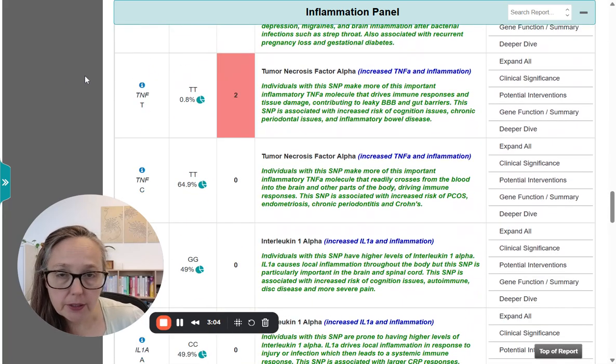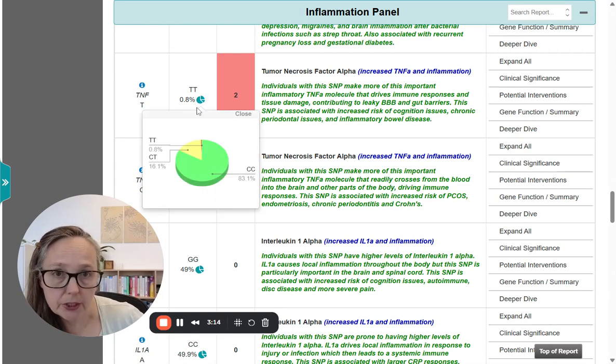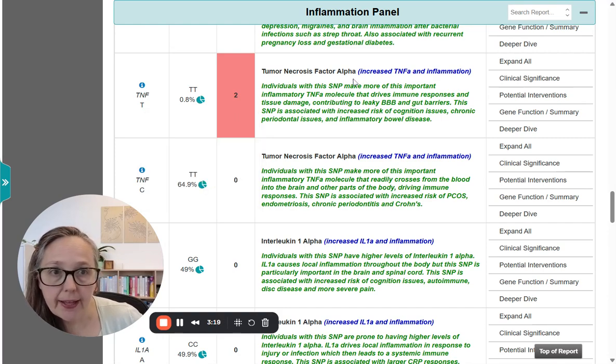But I want to go down to this one. This is TNF alpha. She has 2 copies of this gene variant, which is only present in 0.8%, so less than 1% of the population. She's here in this little sliver. And that gene variant causes her body to overexpress TNF alpha, which can lead to excessive inflammation.